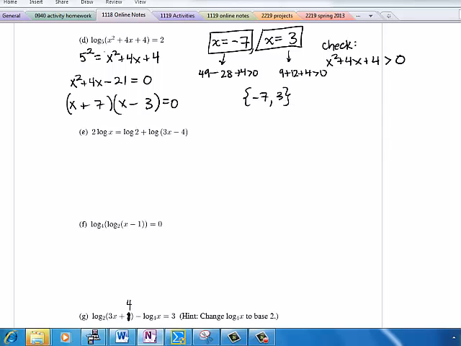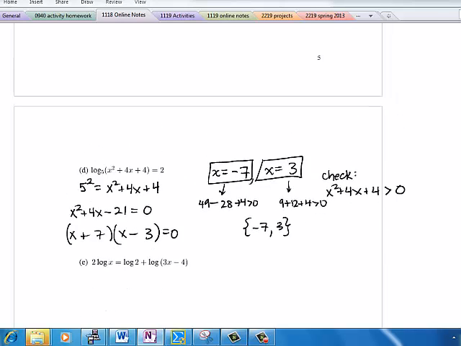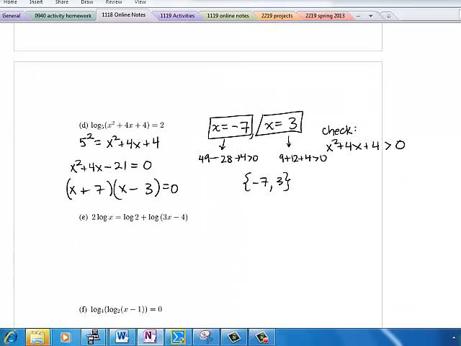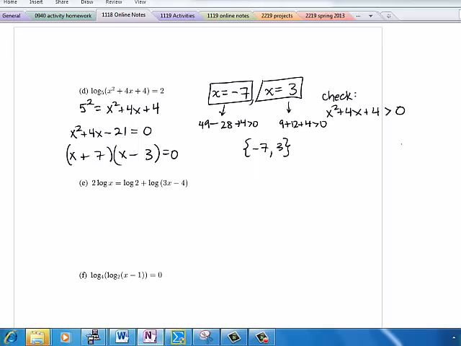Because both of them make the original input positive. Notice the difference here. In example D, the input originally was a quadratic expression, whereas in example B, once we combined the two, we had a quadratic expression, but at the start, in the original equation, they were separated as x and x minus 3. You have to always go back to the very original equation, not something where you combined the inputs. So you always want to check the original x and x minus 3 in this case, and x squared plus 4x plus 4 in the case of example D.